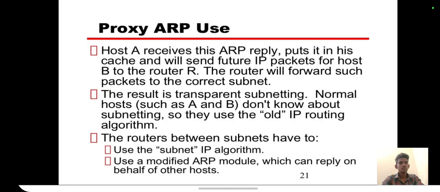Host A receives this ARP reply, puts it in its cache and will send further IP packets for host B to the router R. The router will forward such packets to the correct subnet. The result is transparent. Subnetting: normal hosts such as A and B don't know about subnetting, so they use the old IP routing algorithm. The routers between subnets have to use the subnet IP algorithm and a modified ARP module which can reply on behalf of other hosts.